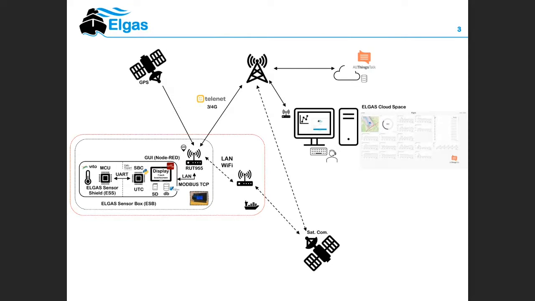This is mainly the architecture of the system. It consists of two parts: the Elgas sensor box and a cloud part. In our case, there is a wireless communication between the sensor box and our cloud service. The communication inside this project is provided by Telnet, and the cloud service is provided by Altingstock. There is also an option to hook the system into the local network of a ship, so that we can also communicate over a different communication channel.